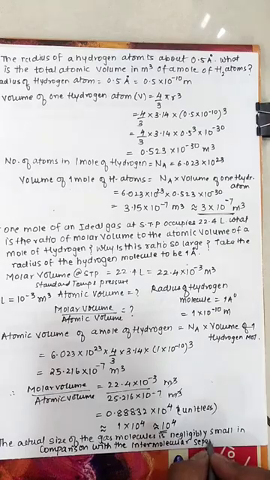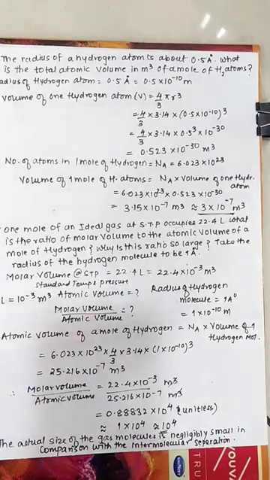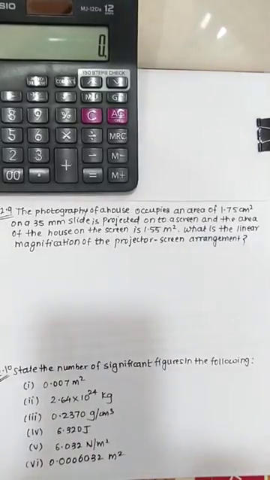Till this clear? The actual size of the gas molecule is very small compared to the separation between two gas molecules. So this is what we can say, that this is the reason why it is so large. Till this clear? The next question is 2.9.